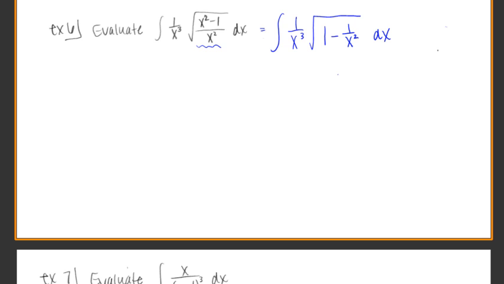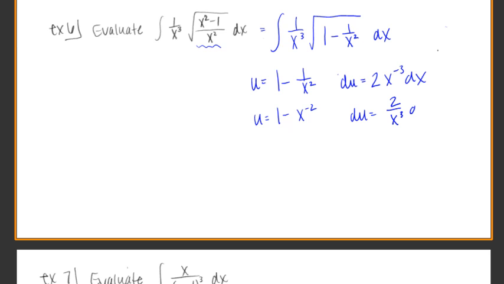Alright, now let's start with this. Looks a little bit better. Let's let u still be that part underneath the radical, so 1 minus 1 over x squared. Taking the derivative, the derivative of 1 would be 0, and let me write it like this so we can take the derivative nice and easy. Pull that negative 2 down front, so it becomes a positive 2, and then x to the negative 3 dx. Or we can see du as being 2 over x cubed dx.